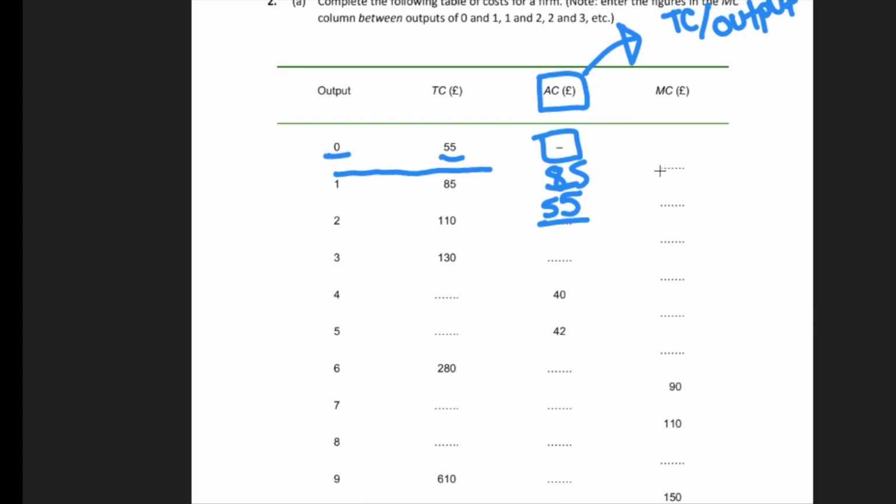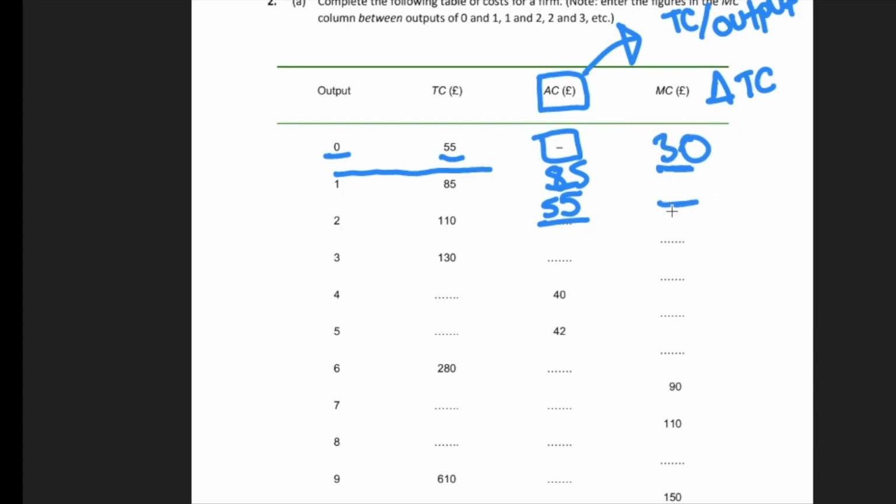So what's the change in the cost that gives us the marginal cost here? What would your change in your cost be? I'm going to put delta. What's your change in your cost? 30, lovely. If you just do 85 minus 55, you get your marginal cost. Let's just do one more.